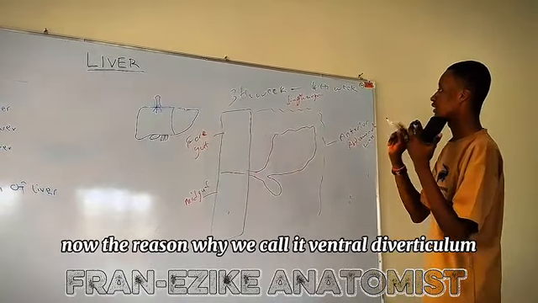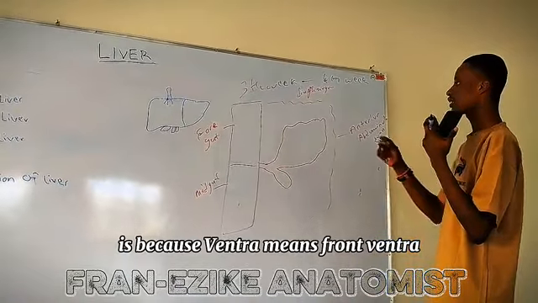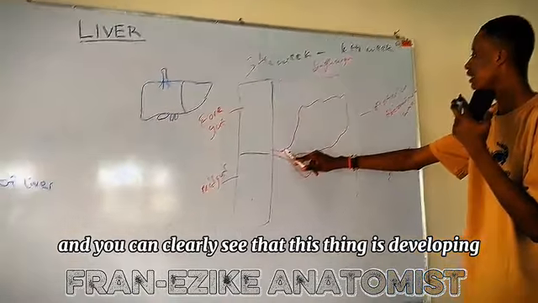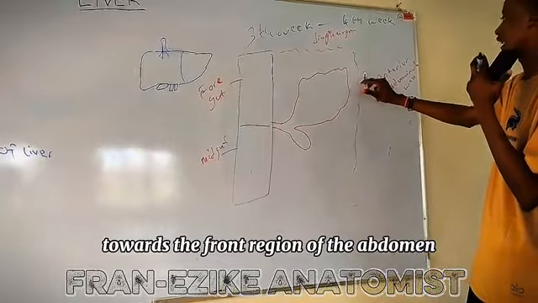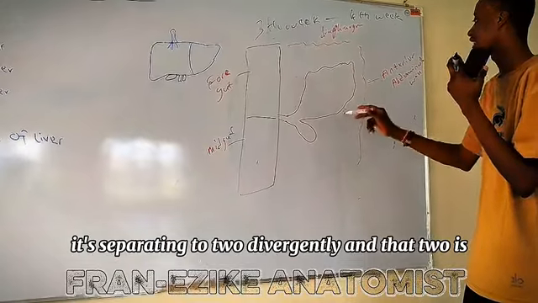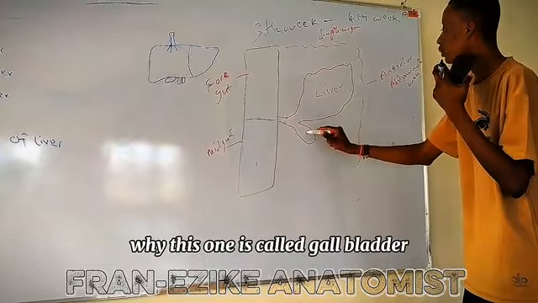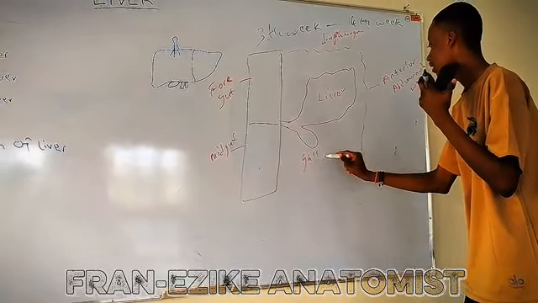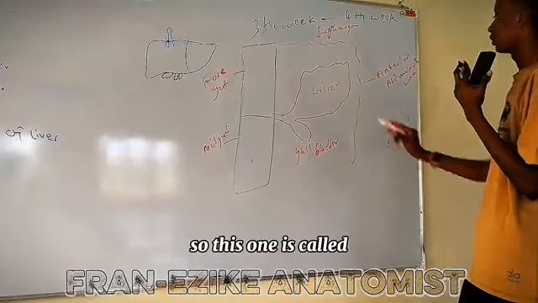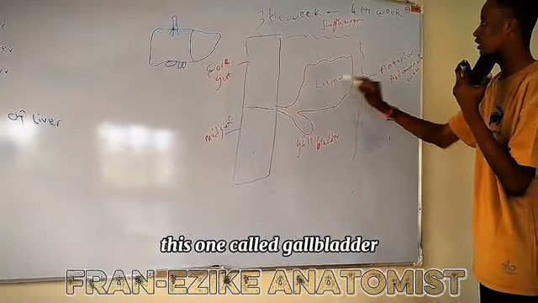Now, the reason why we call it ventral diverticulum is because ventral means front. Another word for ventral is anterior or front. And you can clearly see that this thing is developing towards the front region of the abdomen. And as it's developing there, it diverges, it's separating into two. This one is called the liver, and here is called the gallbladder.